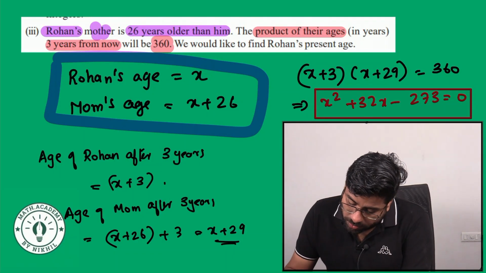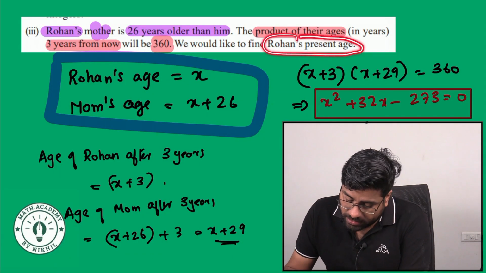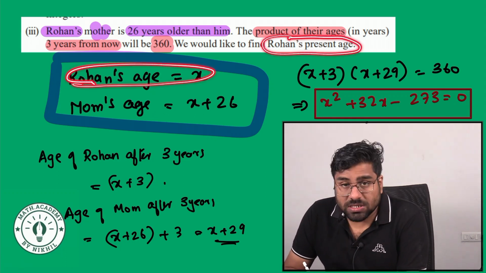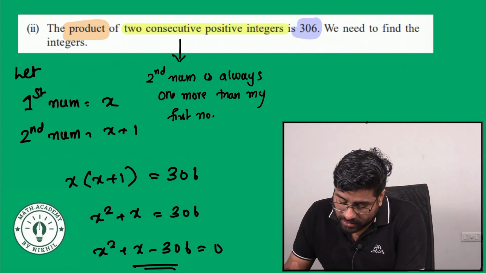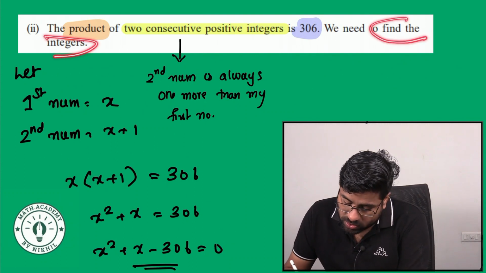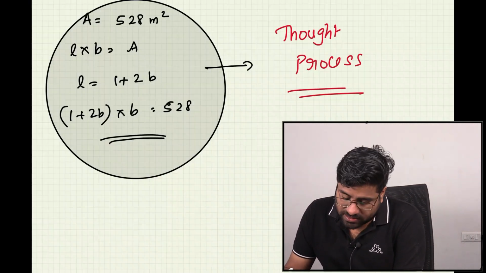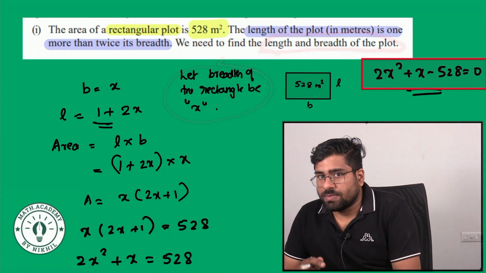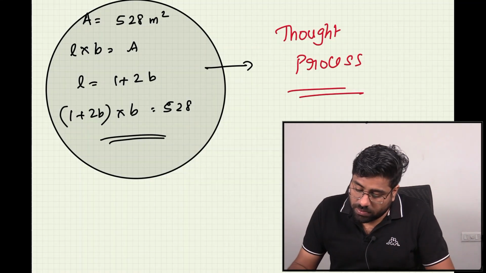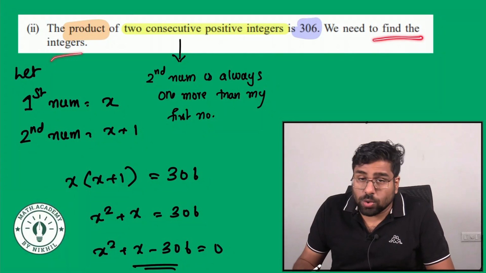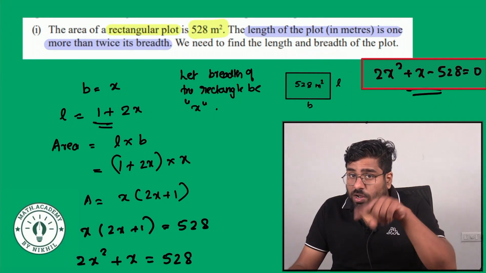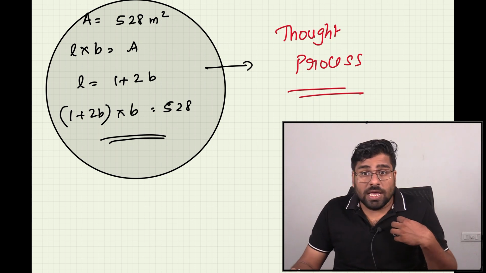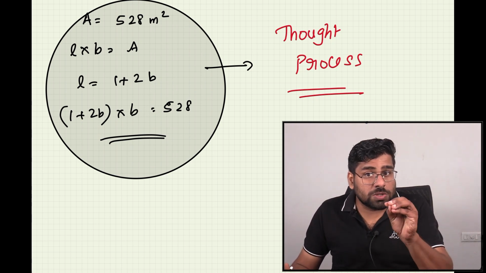Alright. So if we look into it, when we wanted to find Rohan's present age, I took Rohan's age as x. We needed to find the integers, so I took one of the integers to be x. We needed to find the length and breadth of the plot, then I took the breadth to be x. But in certain questions, like question number 1 and question number 2, there are two things to be found out and we have to take one of them to be the variable. So you should have the thought process in mind and use your concept to decide which is going to be your variable.